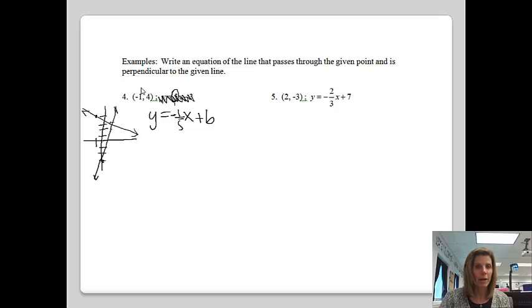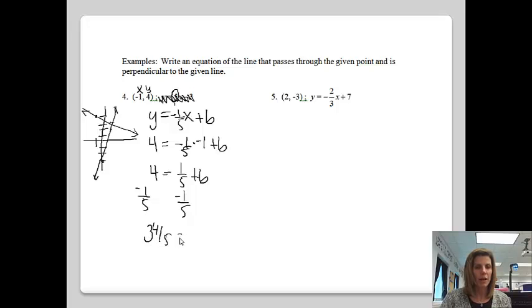Okay, now it's just a normal solving problem. Let's label our x and our y, and now let's plug in what we know. We know the y is 4. We know the x is -1, and then plus b. So I'll have 4 equals -1/5 times -1 is +1/5 plus b. To get b by itself, I'll subtract 1/5. And 4 minus 1/5 is 3 4/5.